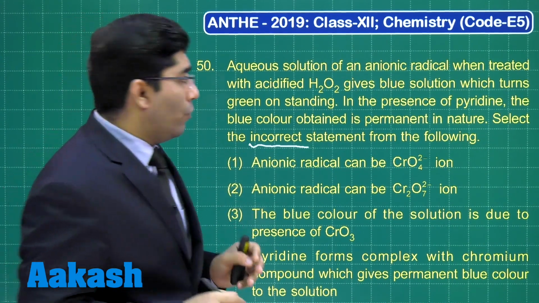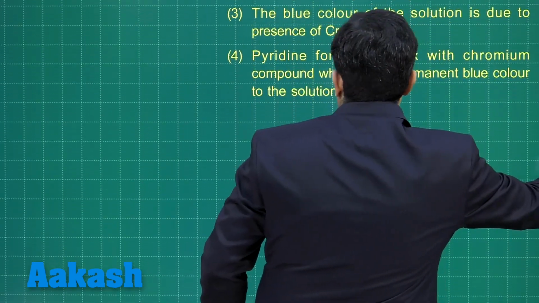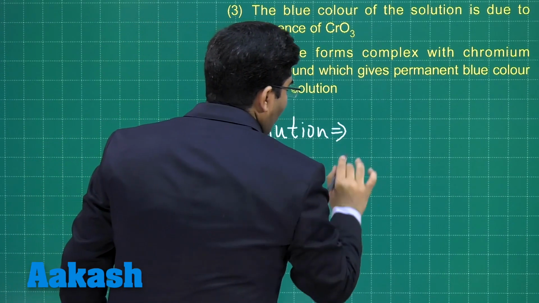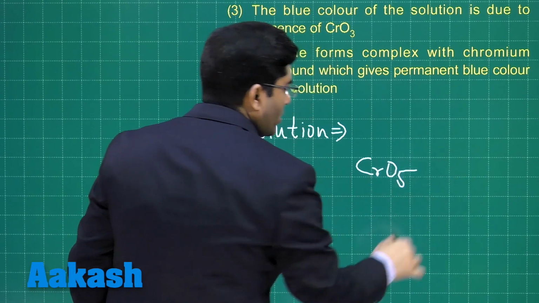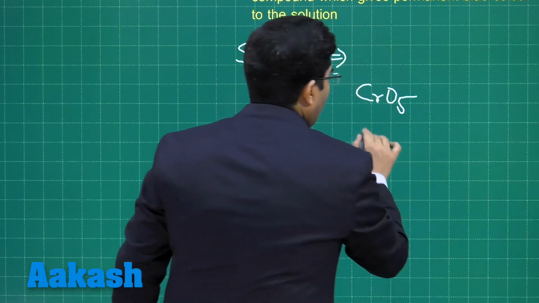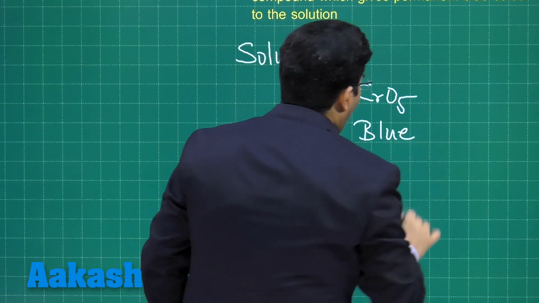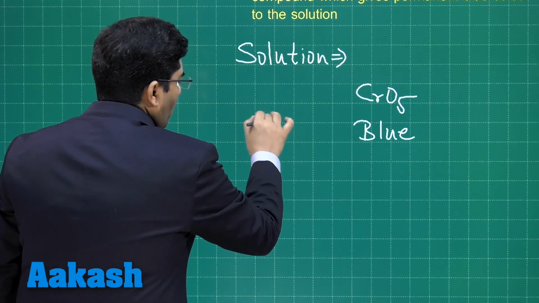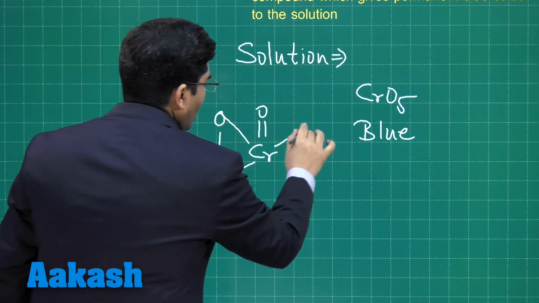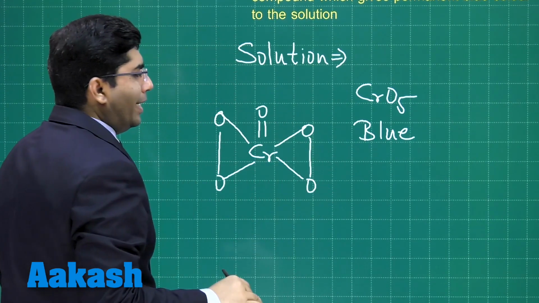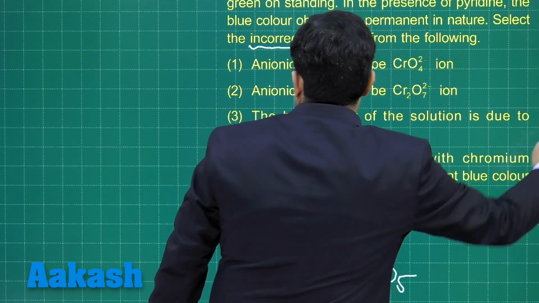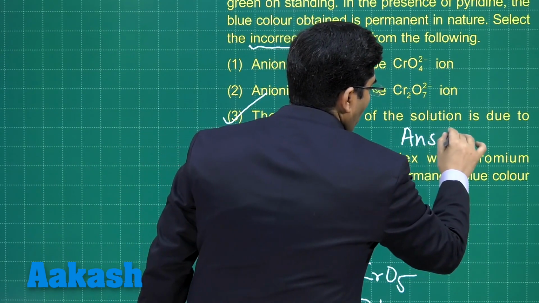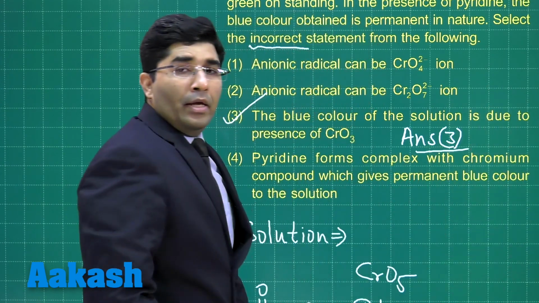Now this is incorrect. Why? Because in this reaction CrO5 forms and that is blue in color. And this is a special type of compound having butterfly structure, right? So the third one will be our correct answer. So the answer is option number 3, right?